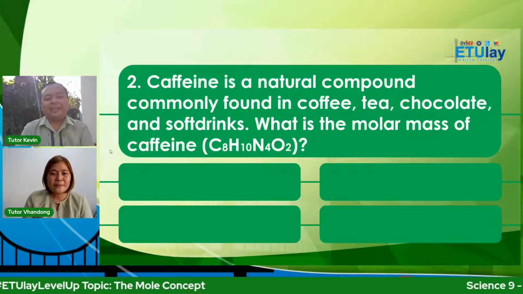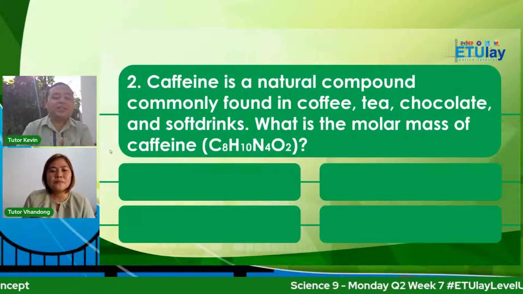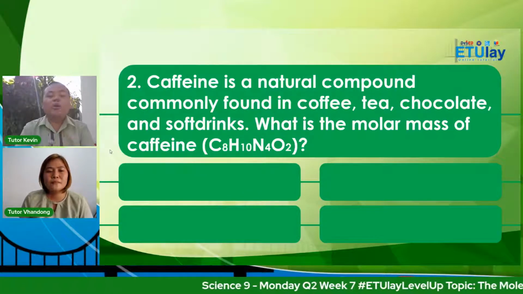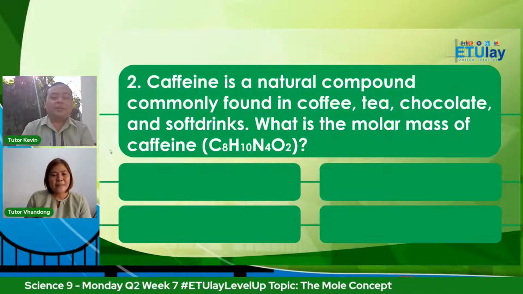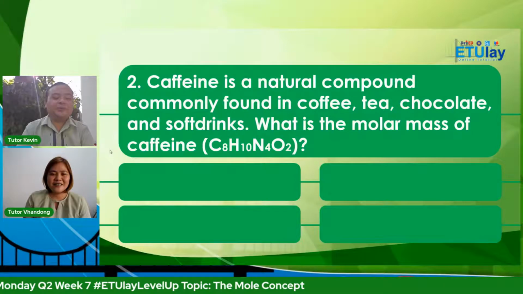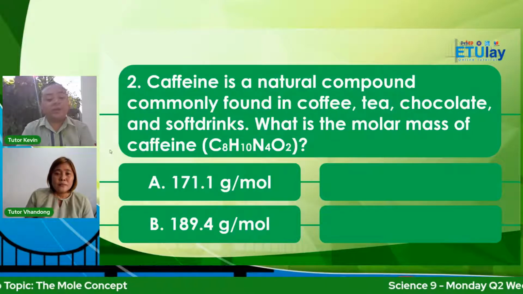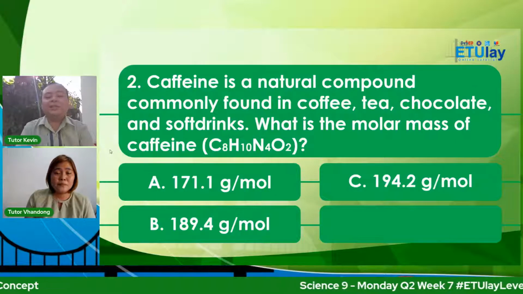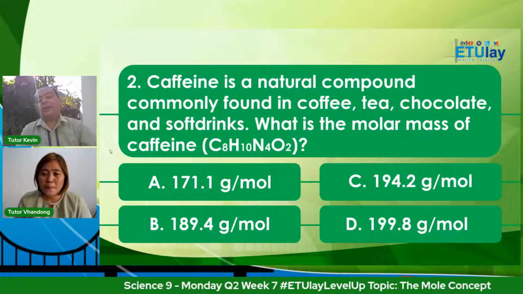Ayan, medyo mahilig tayo dito. Caffeine is a natural compound commonly found in coffee, tea, chocolate, and soft drinks. What is the molar mass of caffeine with a chemical formula C8H10N4O2? Is it A, 171.1 grams per mole? Is it B, 189.4 grams per mole? Is it C, 194.2 grams per mole? Or is it D, 199.8 grams per mole?